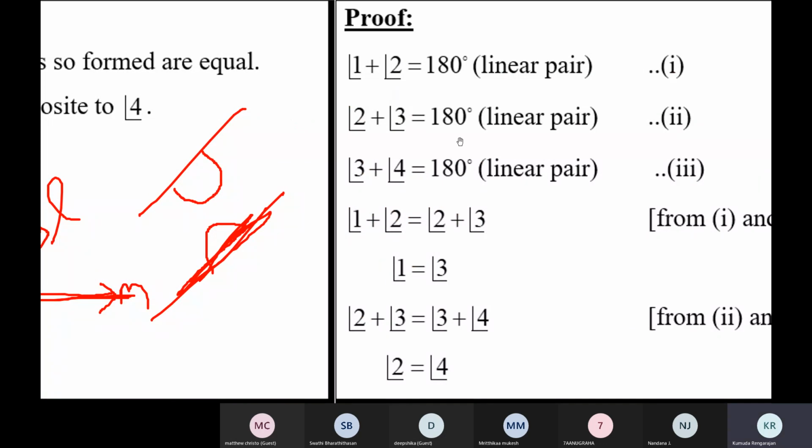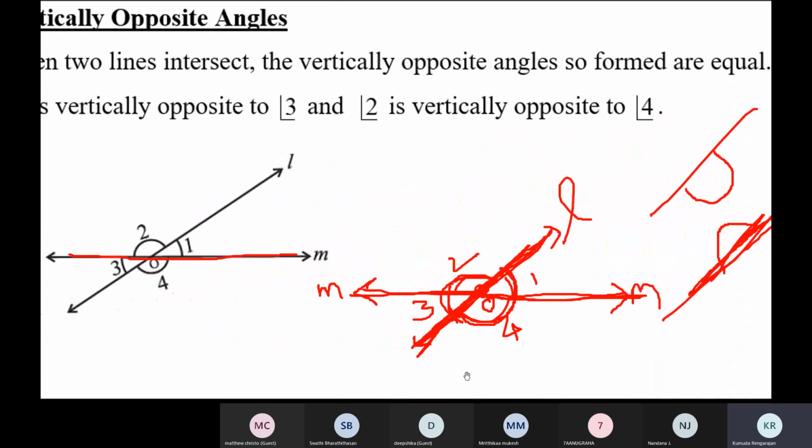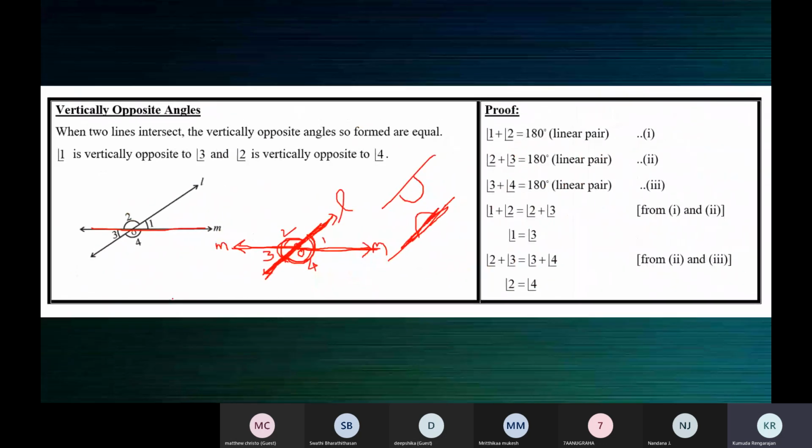Now we will have to prove that 2 is equal to 4. So equate this and this. See, there is 2 here, there is 4 here. Equate these two. Again, in equation 2 and 3, RHS is 180. So equate the LHS. Angle 2 plus angle 3 is equal to angle 3 plus angle 4. Angle 3 on both the sides gets cancelled, and we have angle 2 is equal to angle 4. Result: angle 2 is equal to angle 4. So this is how we prove that vertically opposite angles are equal.